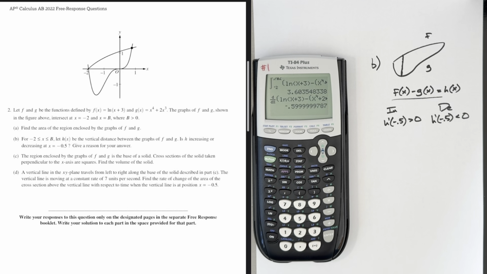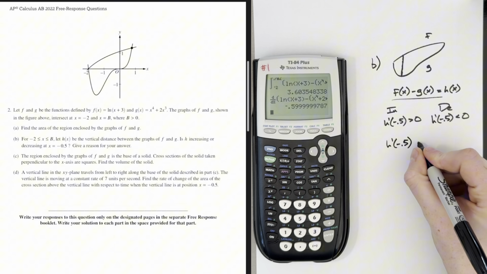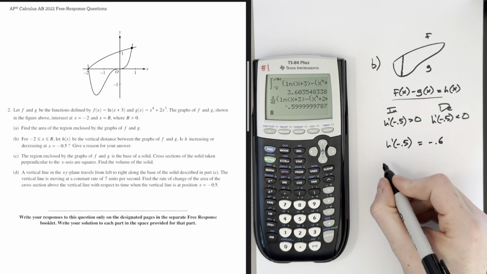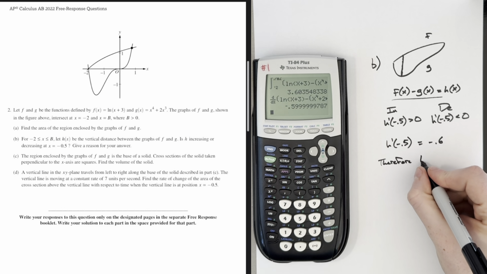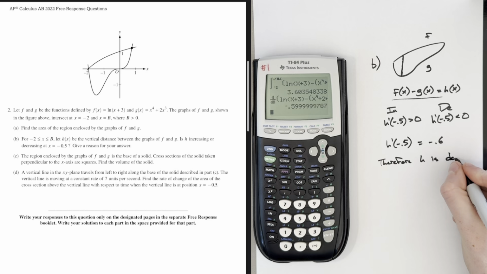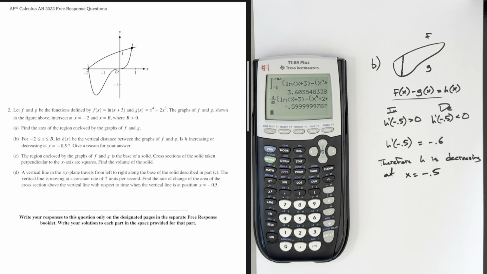If I click enter, I evaluate it. It looks incredibly close to negative 0.6, right? I mean, down to the decimal. So h prime of negative 0.5 equals negative 0.6. Therefore, h is decreasing at x equal to negative 0.5. And that would be our final answer for B.